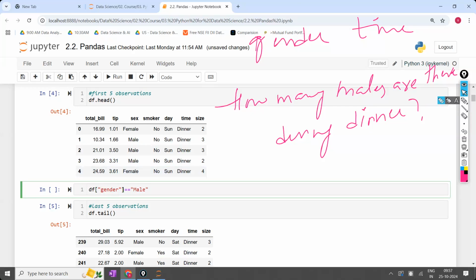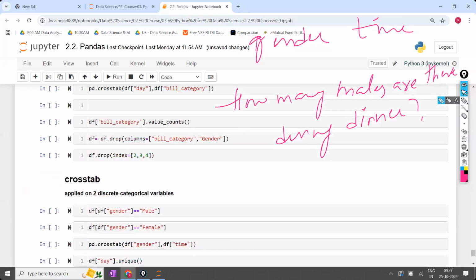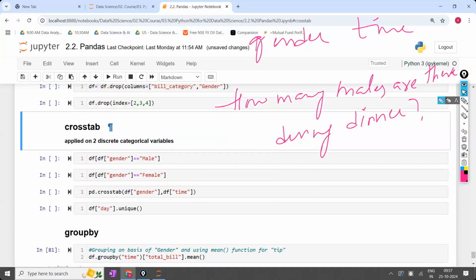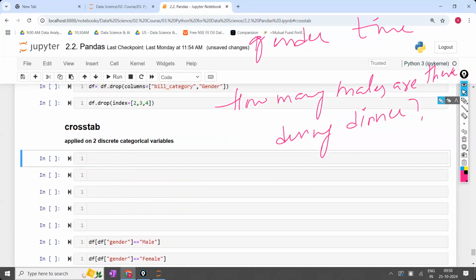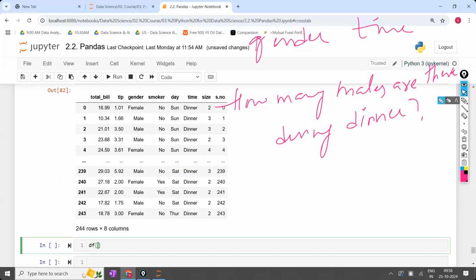After rename now. I have already renamed now. I came back to show you, otherwise let me bring this one to the bottom only. Why write on the top? Let us bring it on the bottom. DF. This is the DF. Now DF of gender is equal to male.